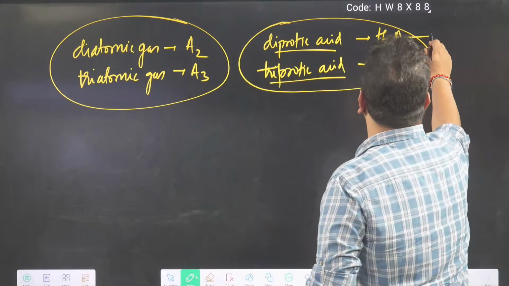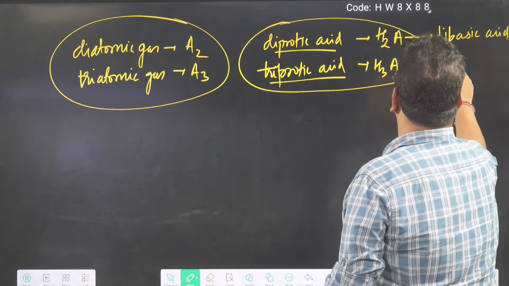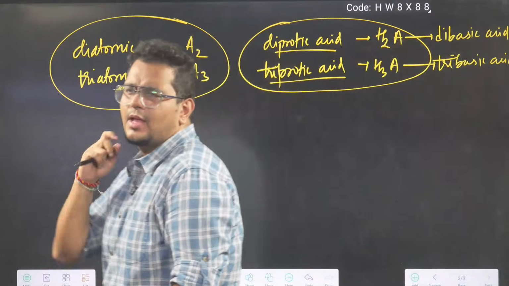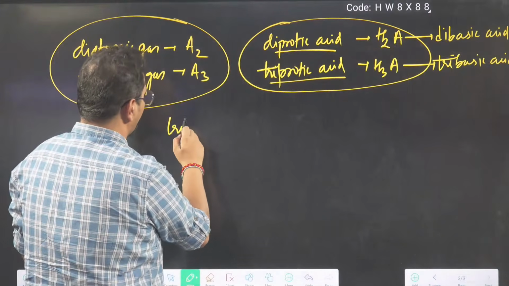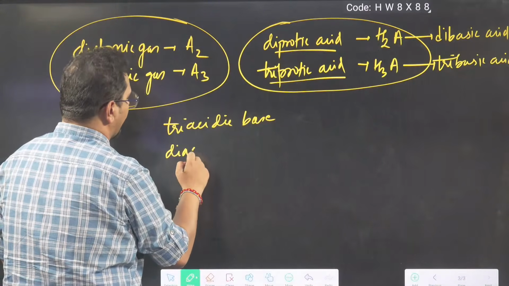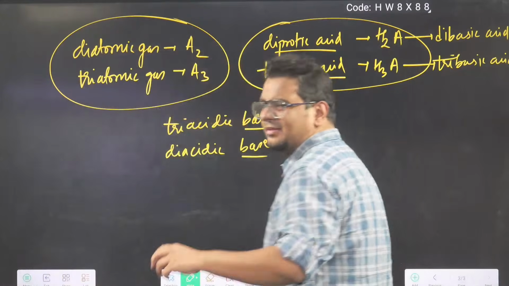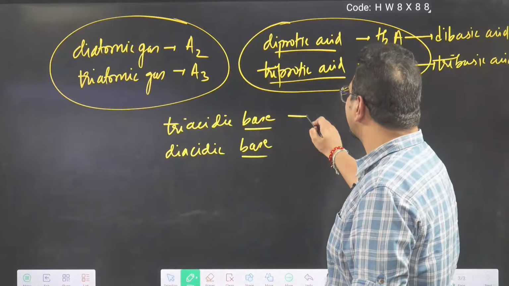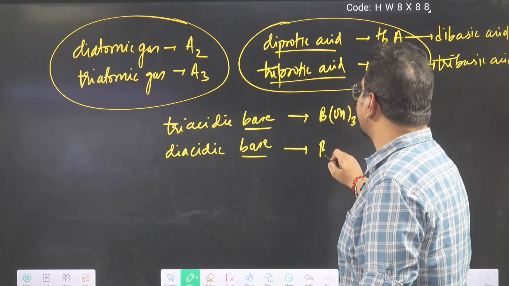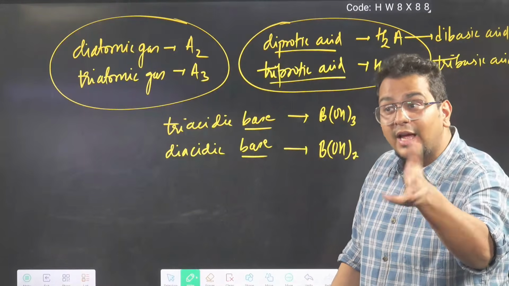They can also say dibasic. This is another name, dibasic acid. Tribasic acid. So if they say triacidic base, diacidic base, base. So sir, base is hydroxide. So triacidic base means 3 hydroxide, 3 OH. Diacidic base means 2 OH. For base we say acidic. For acid we say basic.